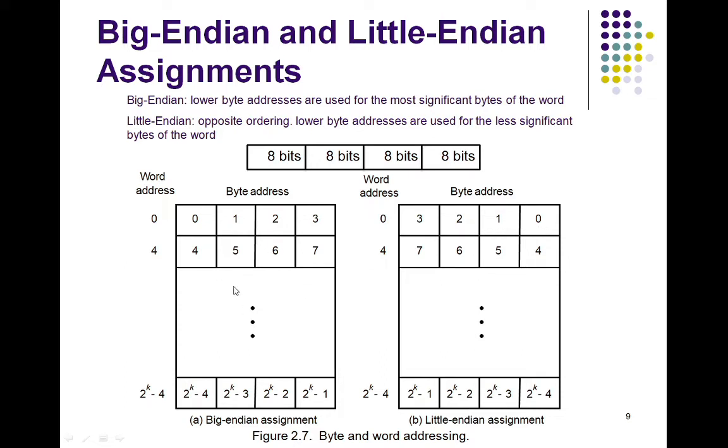So I'll repeat. In case of big endian, the lower byte address is used for the most significant byte or the most significant word position, whereas in case of little endian assignment, the lower byte address, that is 0, is used for the least significant byte or the least significant word position. So this is the main difference between big endian and little endian assignment. So these are the two types of memory assignments.